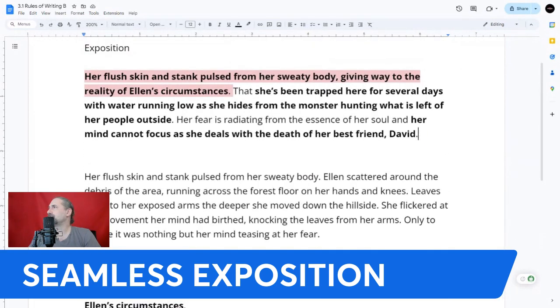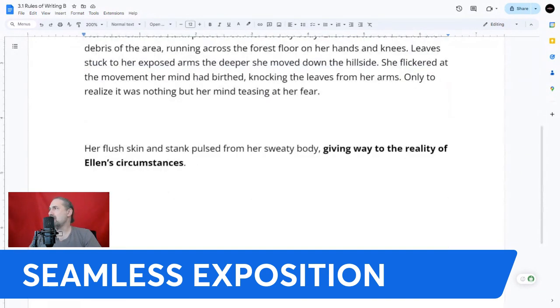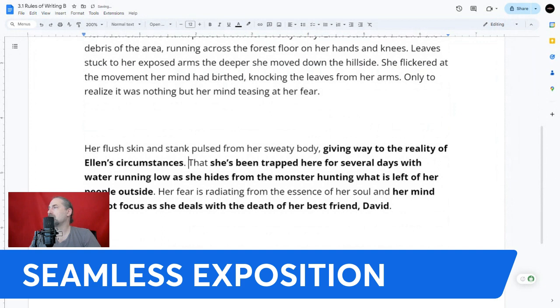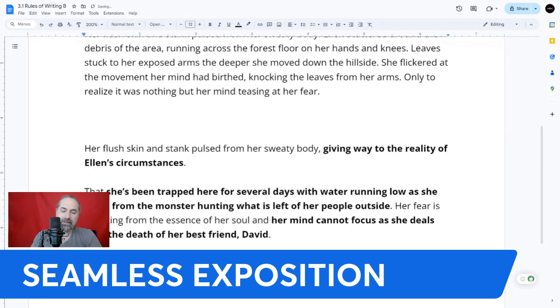Which brings us back to this section. So she's been trapped here for several days with water running low as she hides from the monster. So again, to seamlessly put this in there, what I would do is the reality of circumstances. Her hand shivered. Here we go. She grabbed her hand, shivering around the bottle, the empty bottle of water.